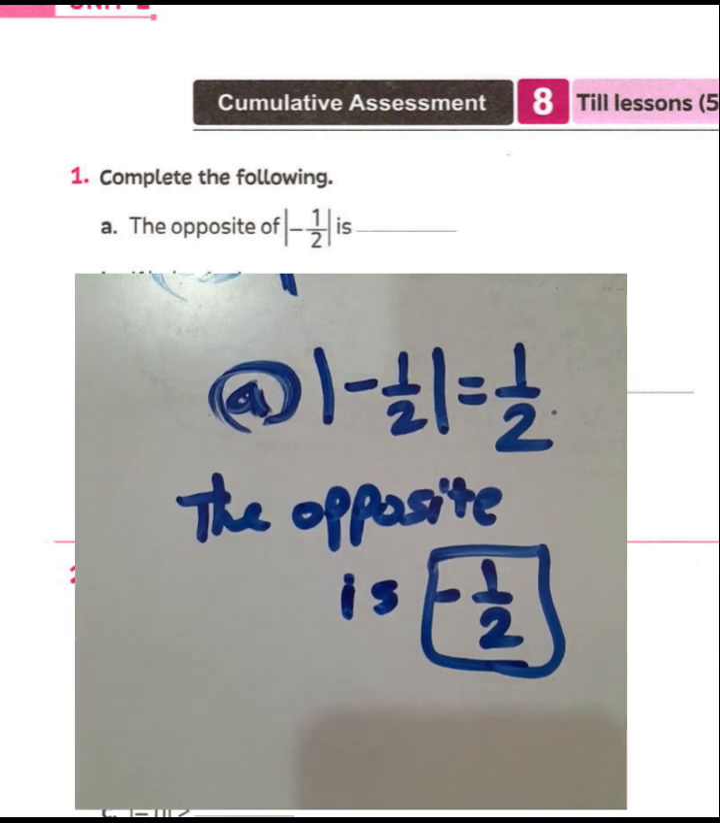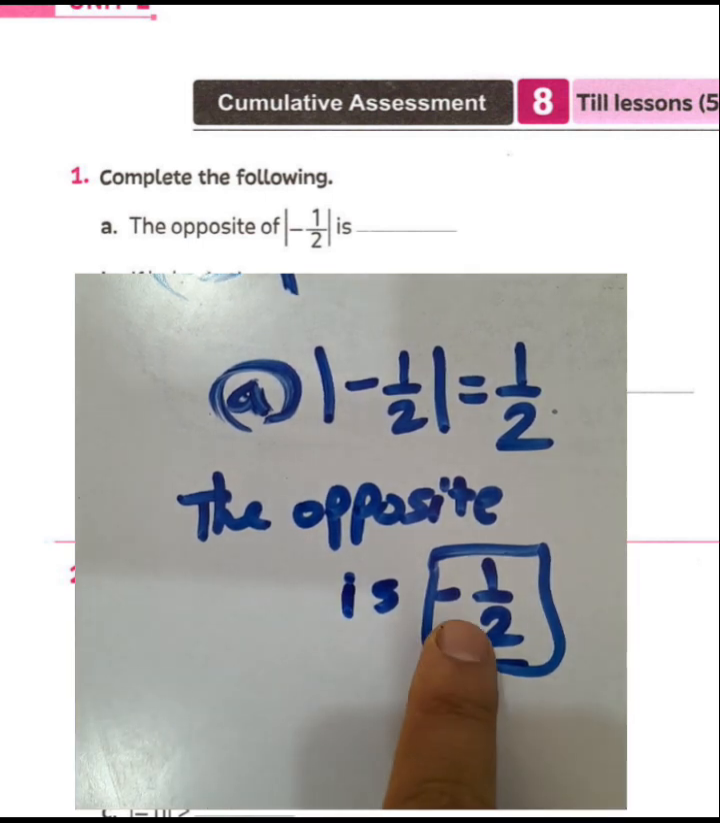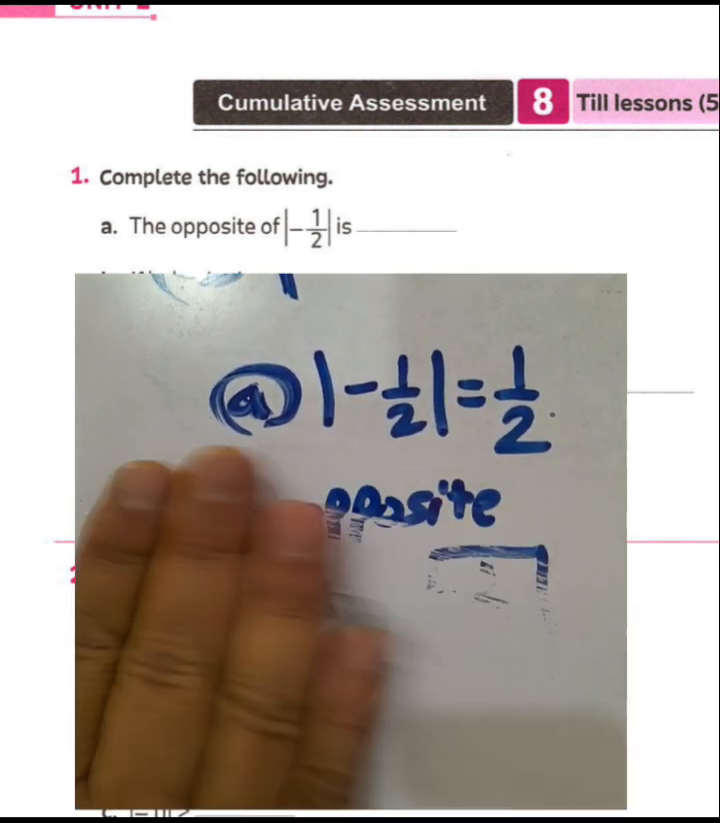The result will be what? Negative half. The opposite of the absolute value of negative half is negative half, because the absolute value of negative half is half and the opposite will be negative half. Change the sign of this number.